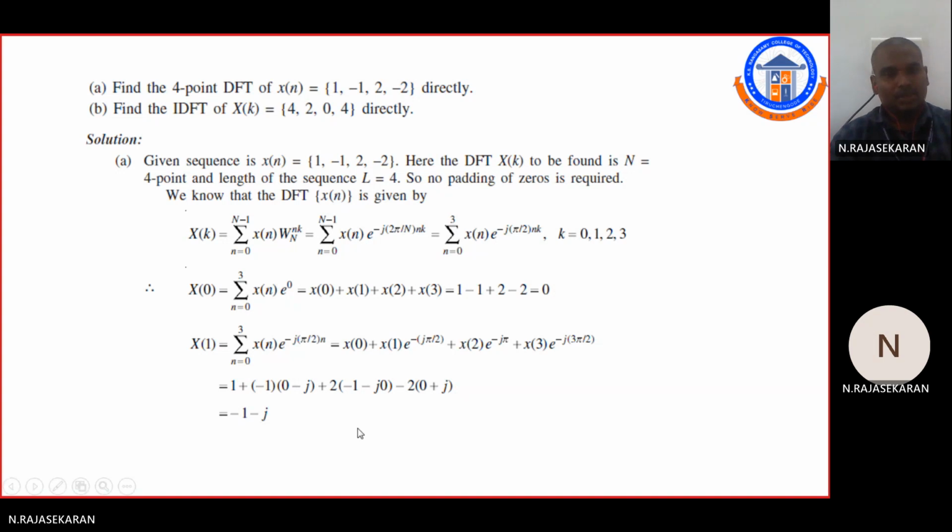So similarly, we go with x of k equal to 1. Where k is equal to 1, the same function, n equal to 0 to 3, x of n e power minus j pi by 2 into n into k. So this k will be 1 here now. Okay. So expand this function: x of 0 plus x of 1 e power minus j pi by 2 plus x of 2 e power minus j pi plus x of 3 e power minus j 3 pi by 2.